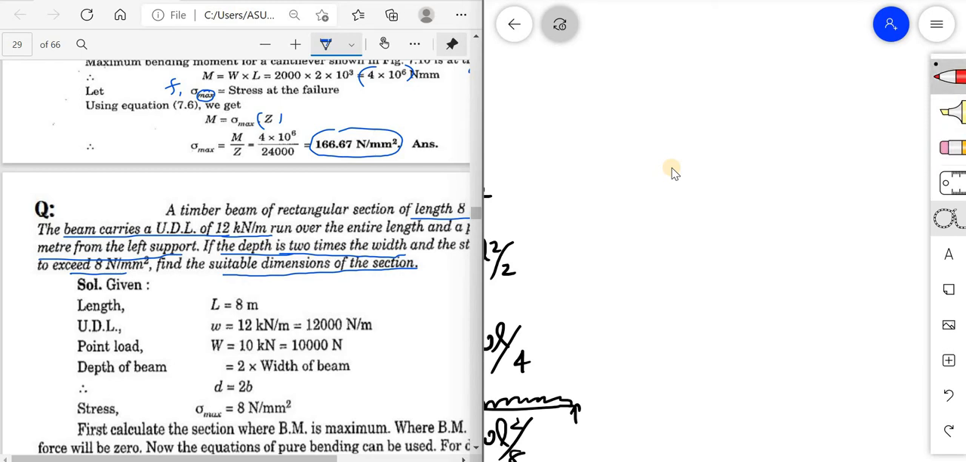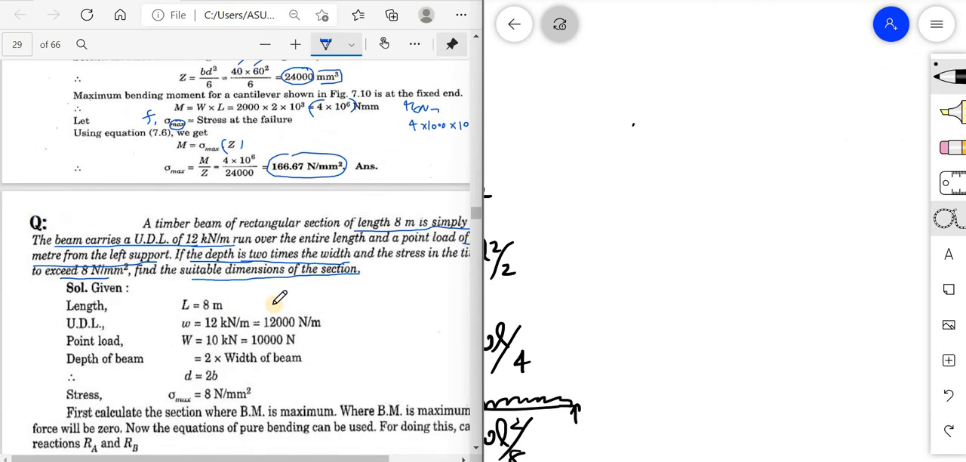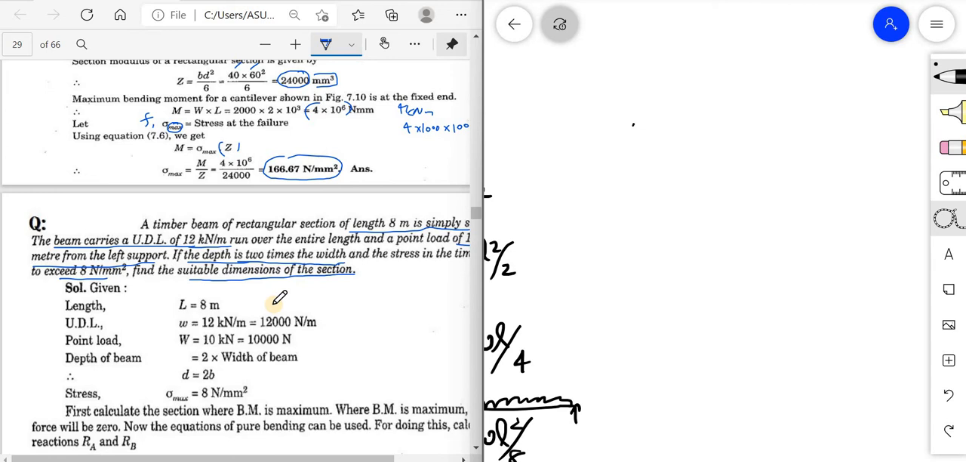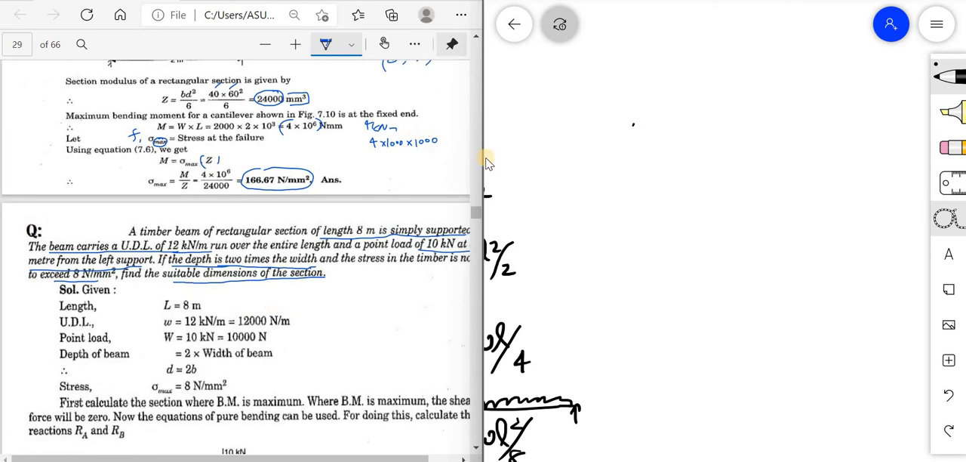I am having a timber beam of 8 meter length. It is simply supported. So that means this is a beam, this is simply supported, and the distance is 8 meters. Okay, and it is having a load of 12 kilonewton meter, and UDL is there.